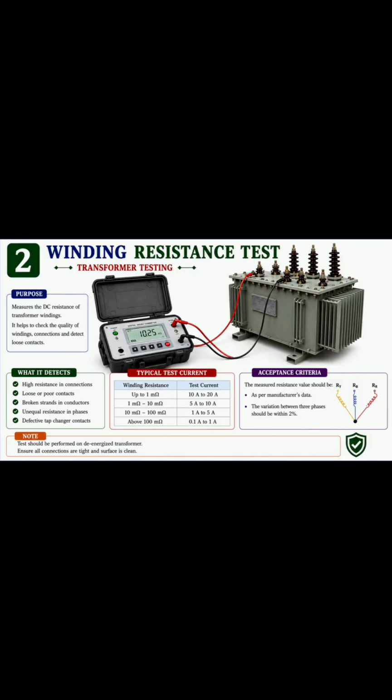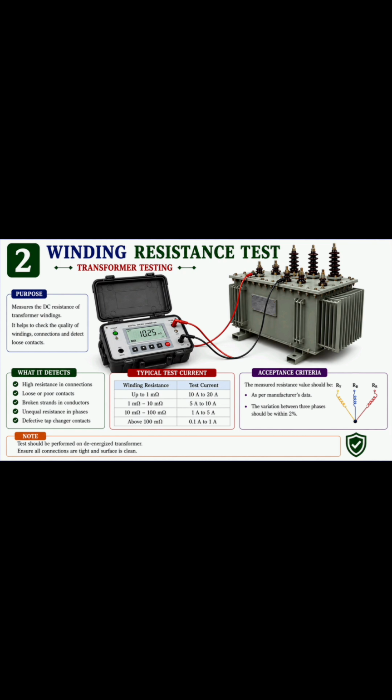2. Winding resistance test, WRT. This test measures the resistance of transformer windings. Its purpose is to detect loose joints, to identify damaged winding conductors, to check tap changer operation, and to verify winding continuity. Microohmmeter or winding resistance tester are the equipment used for it.